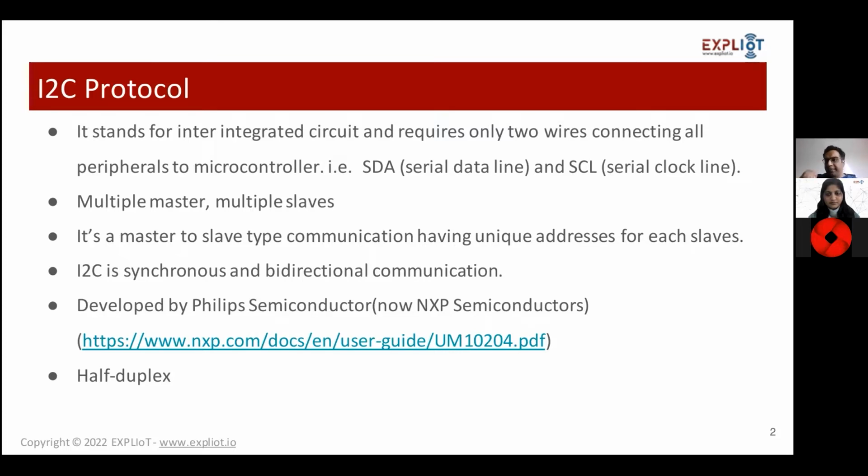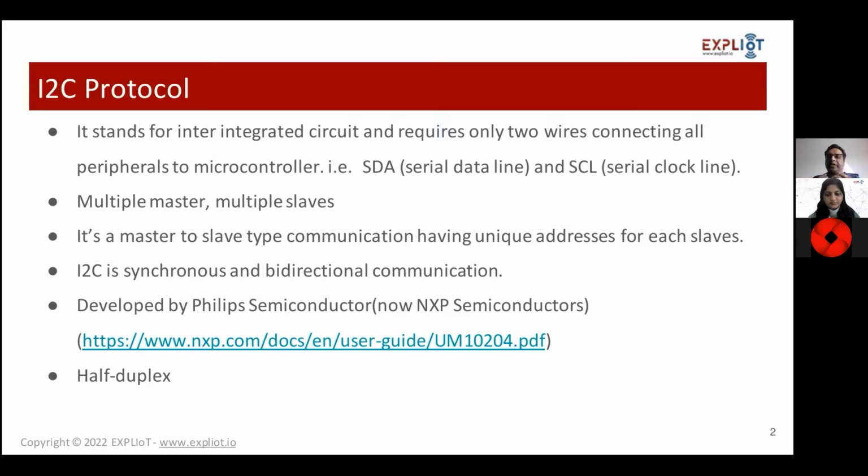So it's a synchronous communication with a reference clock, and it's a bidirectional communication. It was developed by NXP Semiconductors, and most of the references I'm going to give are from this I2C specification document, because whoever the manufacturer of a microcontroller chip is, if they have provided the I2C protocol on their chip or SoC, they need to follow this document as the specification, because that is the base.